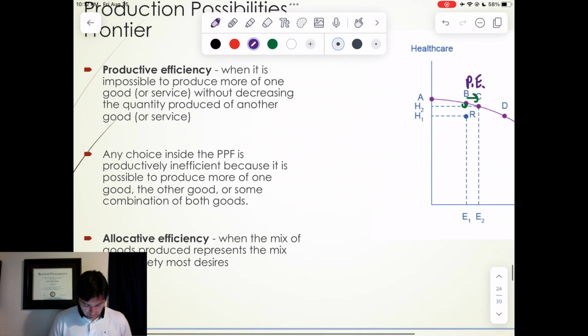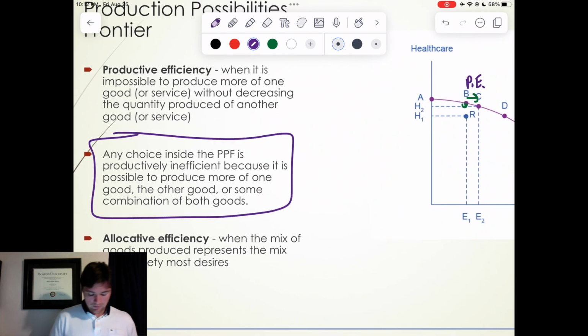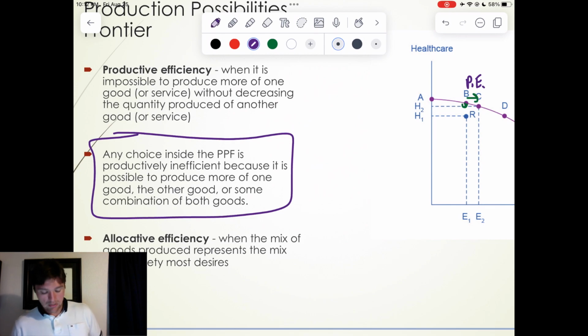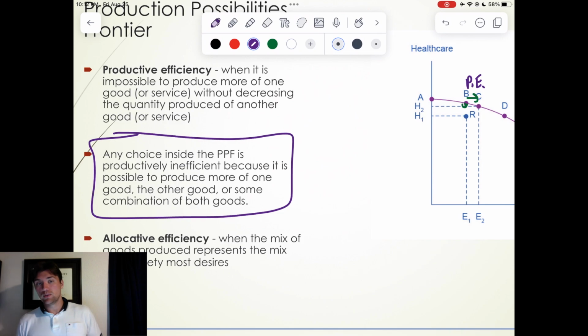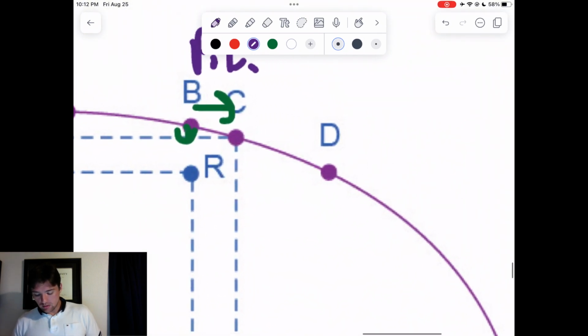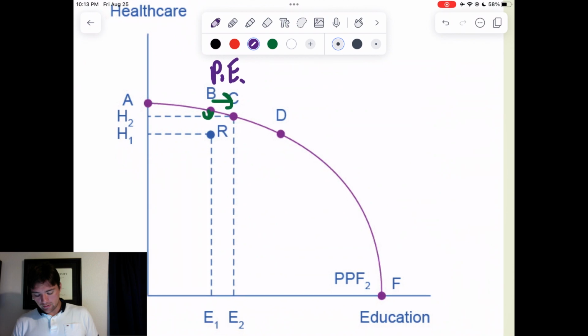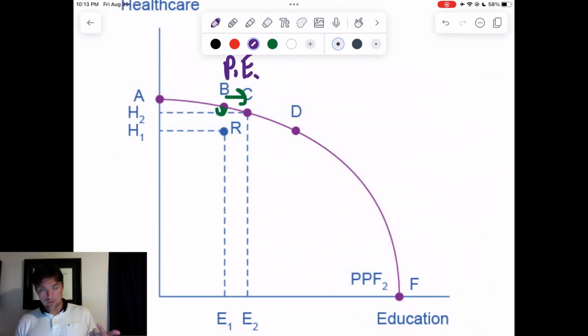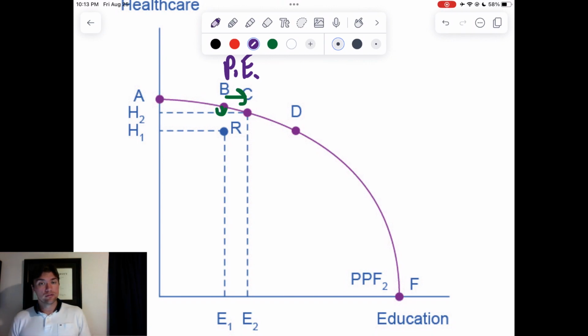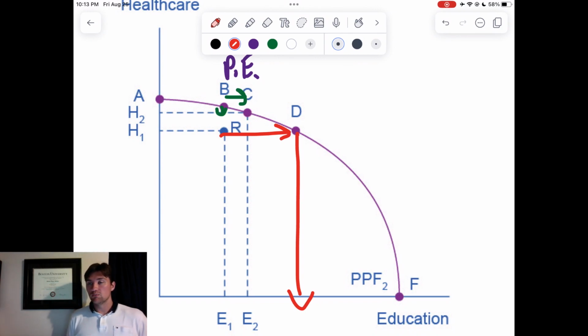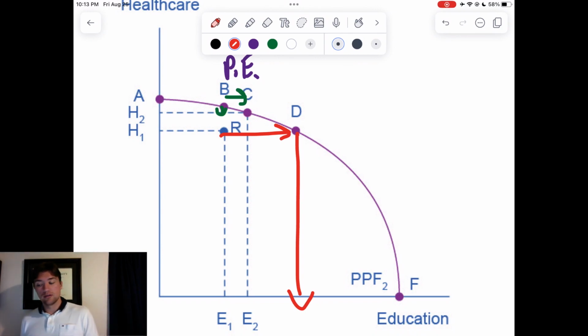Now, any choice on the inside of the PPF is productively inefficient because you could produce more of a good, right? And it doesn't cost you anything. Let me show you. Looking at R, where you're doing healthcare 1 or education 1, what is the cost of going to D, which is here? You get more education, which is fantastic. But remember, we have to give something up, right?